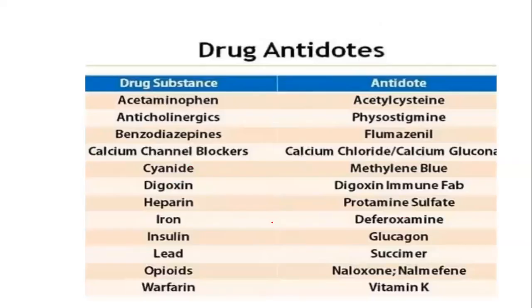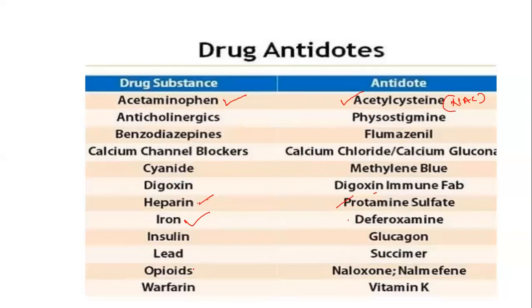This is a list of antidotes that can commonly be expected in other options. If the question was the antidote of heparin, you can write protamine sulfate as the answer. Our question was the antidote of acetaminophen, that is N-acetylcysteine, otherwise called NAC. If the question was the antidote of anticholinergics, the answer will be physostigmine. These are commonly asked questions. Antidote of heparin is protamine sulfate. Antidote of iron: our second option was desferoxamine. If the question was the antidote of iron, the answer will be desferoxamine.